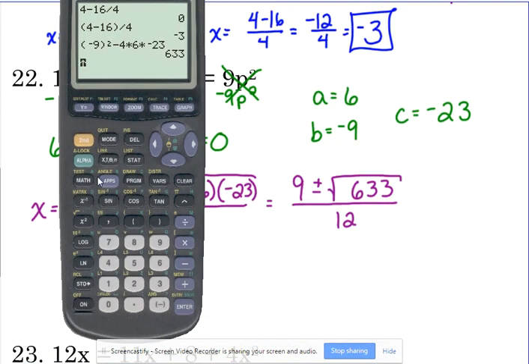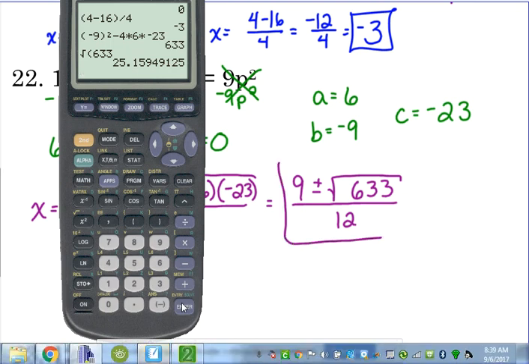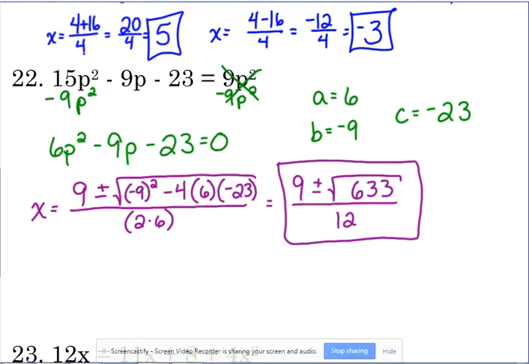633. Let's see if that's a perfect square. Try and take the square root of it. It doesn't give us a whole number. So that means that's how we're going to leave this answer. Now, you can probably simplify that square root, and if you can simplify the square root, they are going to do it on the answer key.